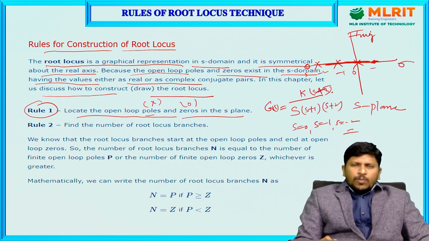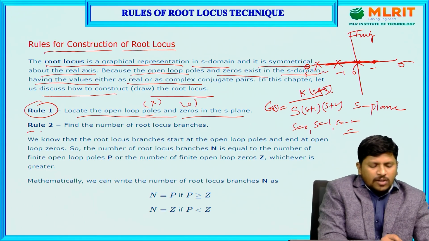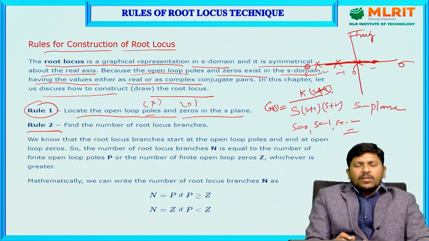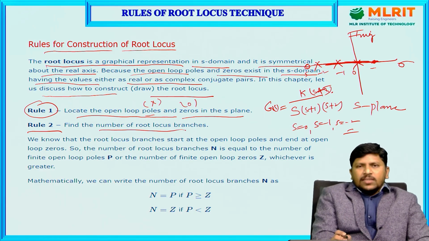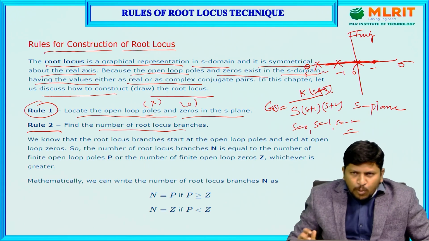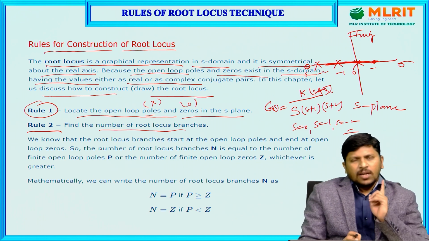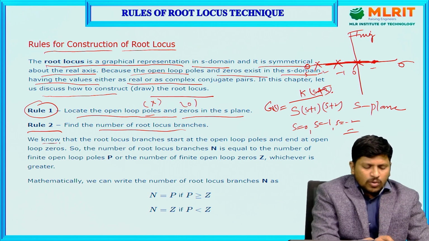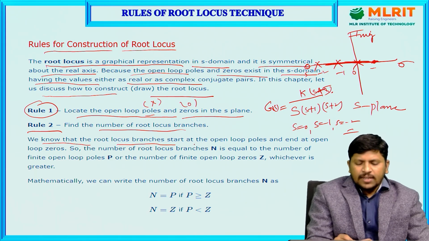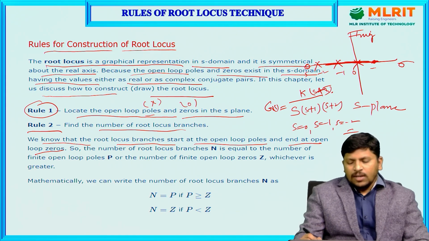Locate the open loop poles and zeros in the S plane. The second rule: find the number of root locus branches. Here n is simply the total number of open loop poles. The root locus branches start at the open loop poles and end at the open loop zeros.